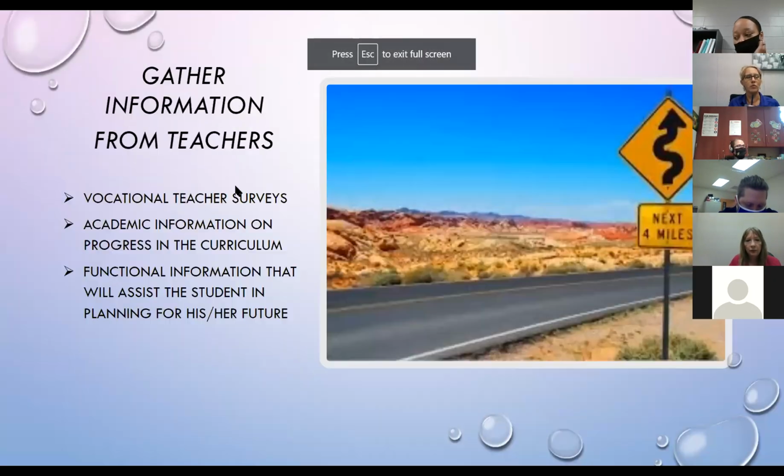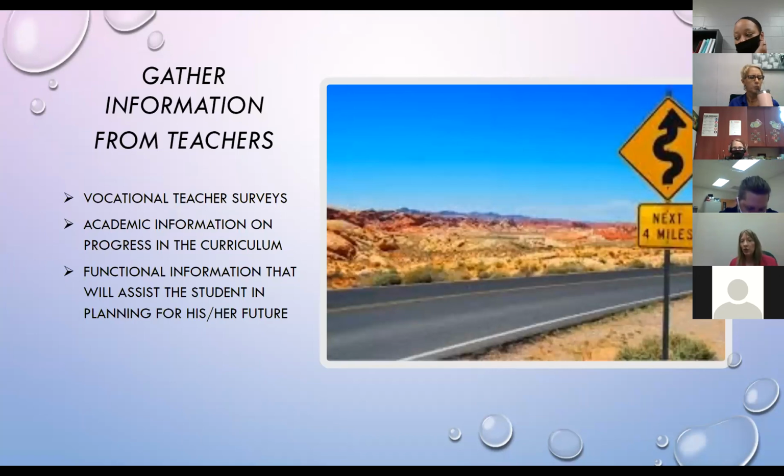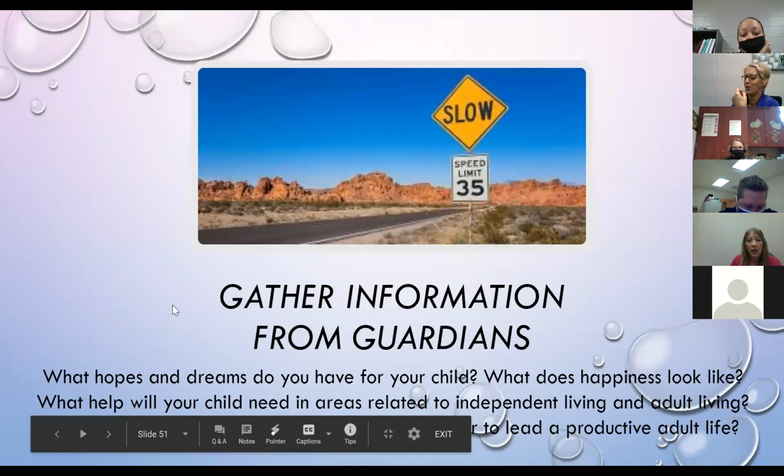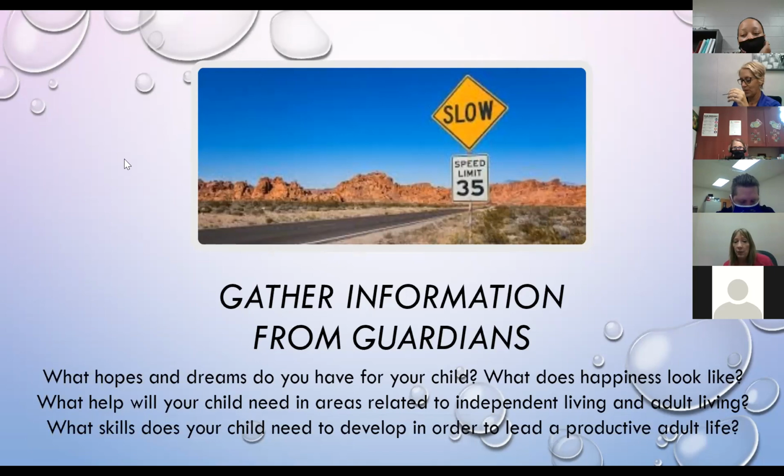Okay. And then once we finish meeting with the student that first time, we gather information from the teachers. And we do that the same way that you've been doing it for years. You send out those vocational teacher surveys that are appropriate. You use whatever processes on your campus and forms that are on your campus to collect information on their academic and functional skills. And you've always done that for the present levels of performance. Okay. And then you also gather information from the guardians or the parents.